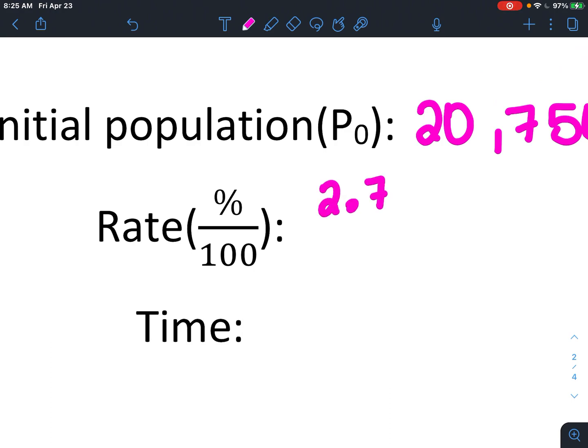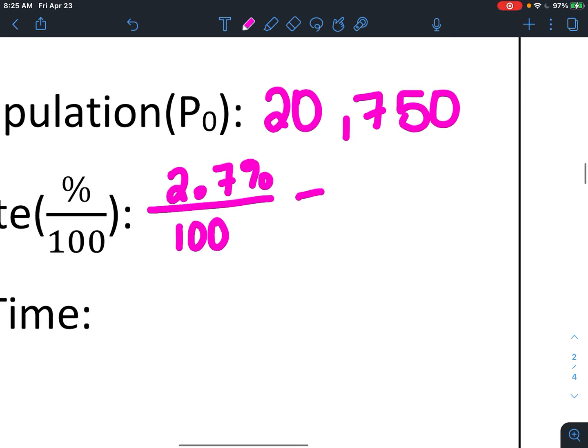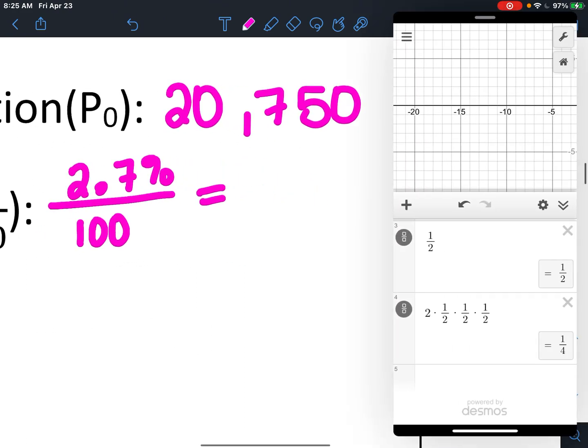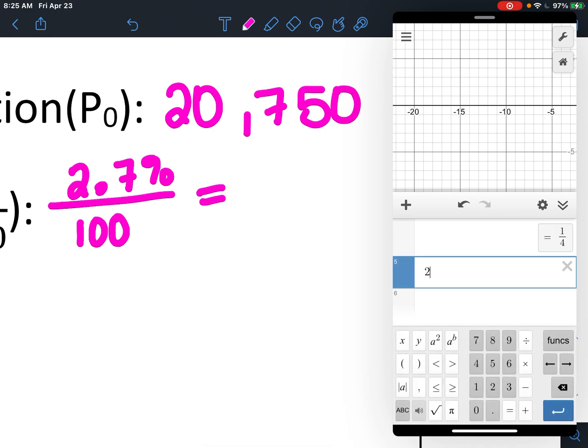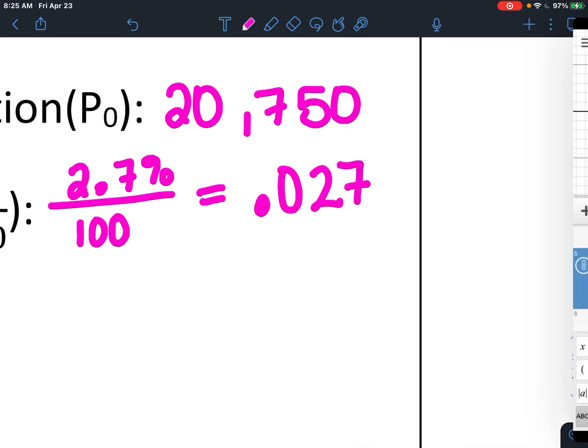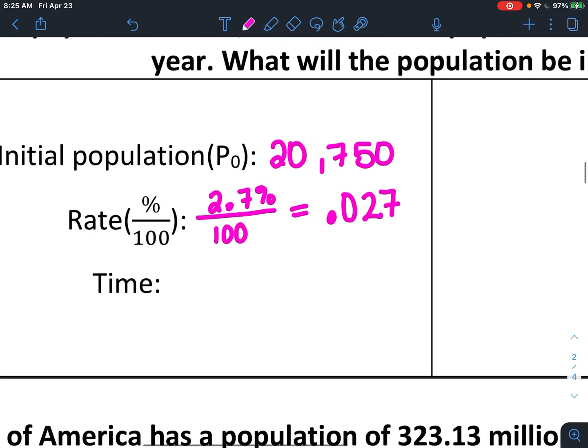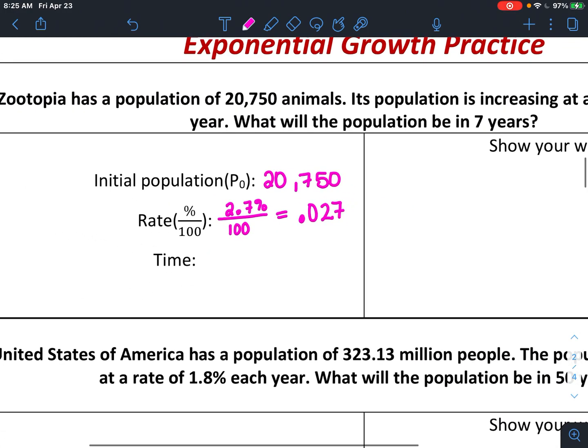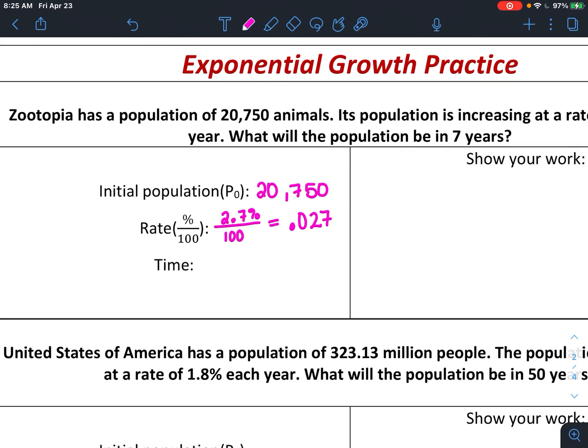So 2.7% over 100. Now I need to divide this out. It needs to be written as a smaller decimal. So 2.7 divided by 100 is going to be 0.027. That is our rate. Okay, that is a big mistake that students commonly make, is not dividing by 100. And then for time, we want to know the population in 7 years.